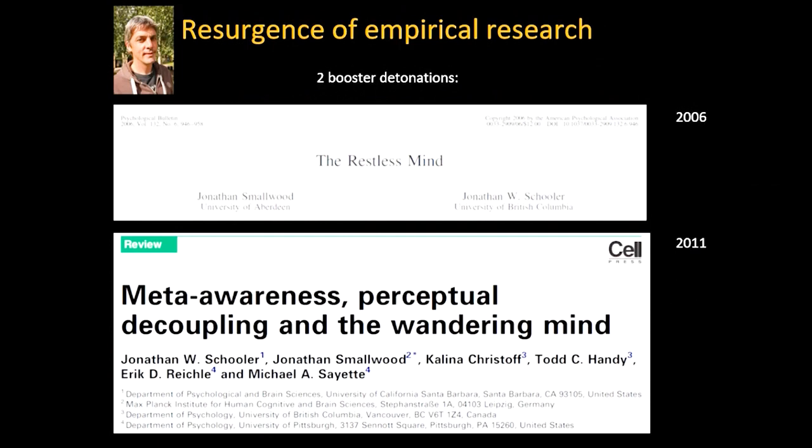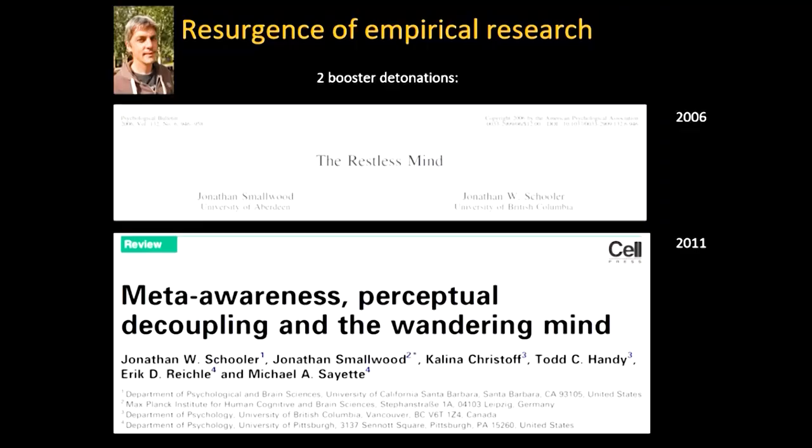This empirical research on mind wandering has had an enormous growth in the last years. So these two papers were seminal papers. The Restless Mind. This young man here, Jonathan Smallwood, is, in my view, one of the best young researchers really pushing the field forward. And a very interesting man, not very far from here, Jonathan Schooler at the University of Santa Barbara. They have cultivated and grounded this new field of mind-wandering research. That's another important paper from 2011.